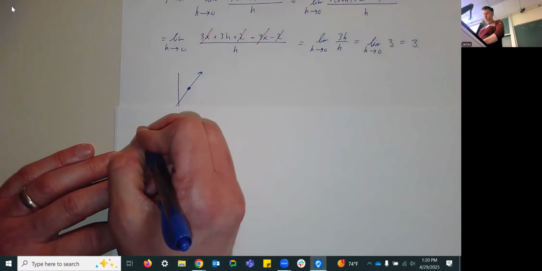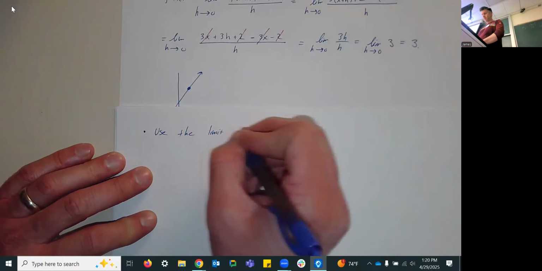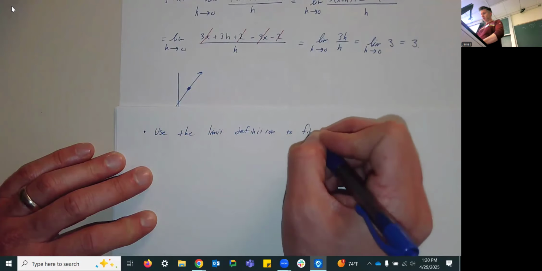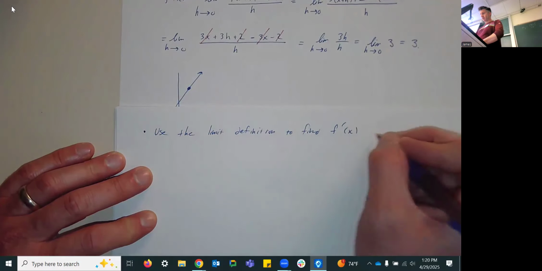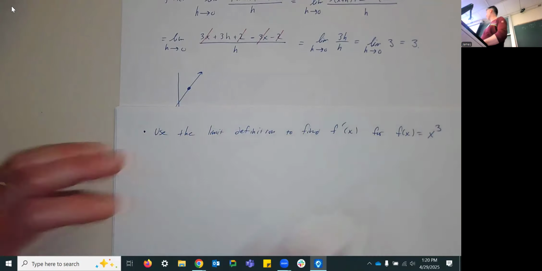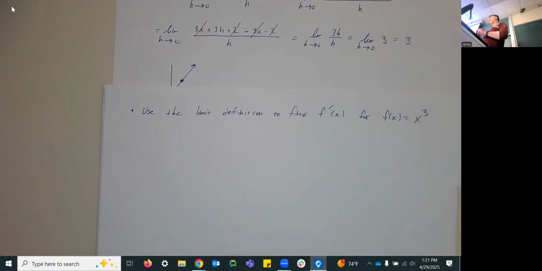So let's use the limit definition to find f prime of x for the function f of x equal to x to the third power. We're going to do this limit definition stuff for a while, meaning today and some of when we meet on Thursday and in your classes, but eventually we're going to move past it. Eventually we're going to learn some rules of differentiation, which we're kind of building up to right now.